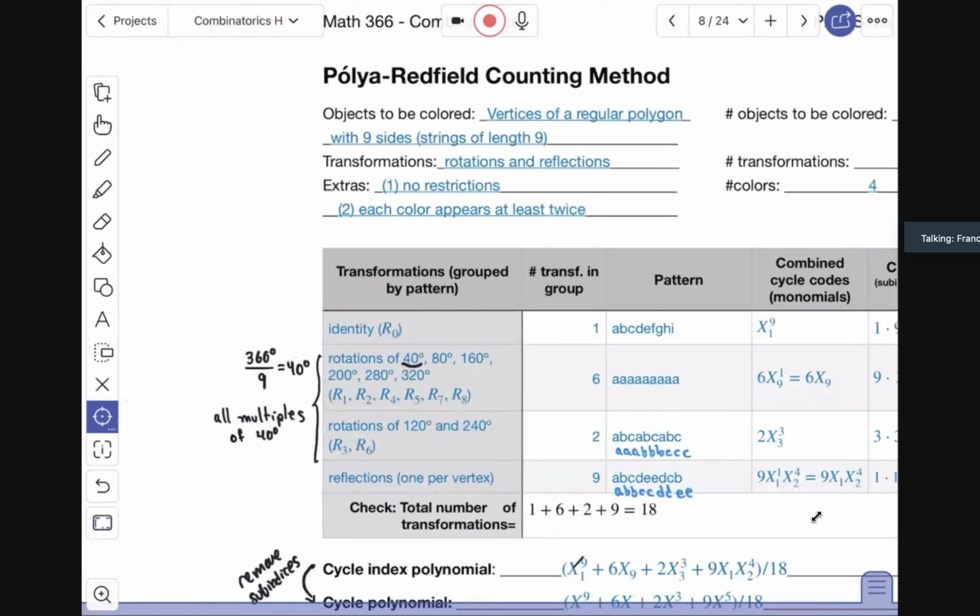Okay. In the homework, you have 6-sided, 7-sided, and 8-sided. So wait a minute. Why do you split the two rotations into two different categories, 120 and 240?